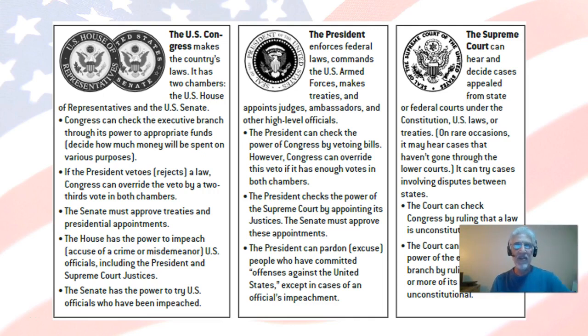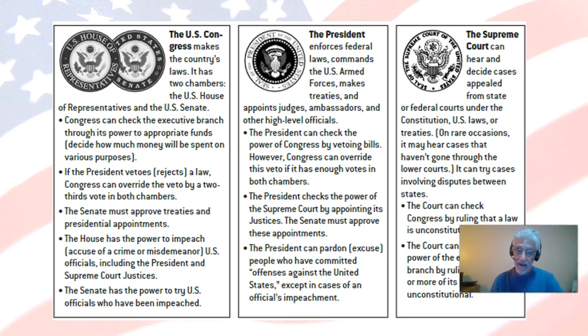But on the left-hand side, it says the U.S. Congress makes the country's laws. It has two chambers, the House and Senate. Congress can check the executive branch through its power to appropriate funds. It controls the purse, and so it decides how much money the country is going to spend. The president, though, can veto or reject a law, but Congress can override that veto, right?